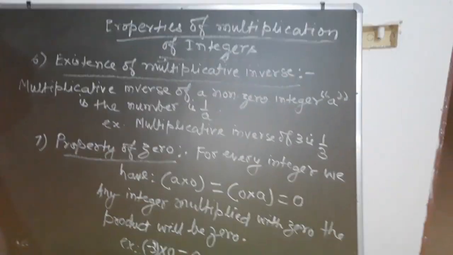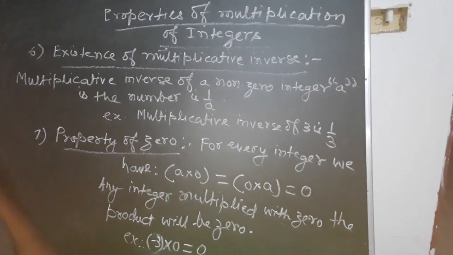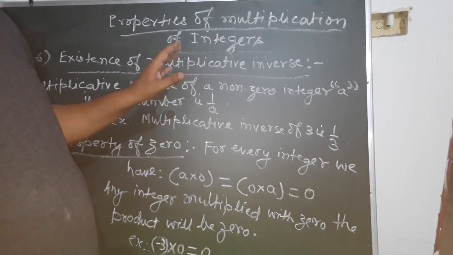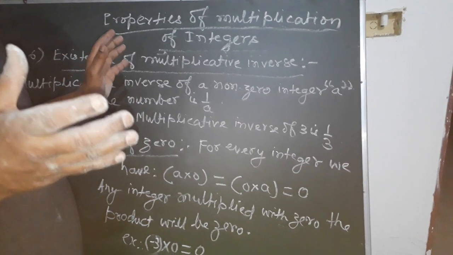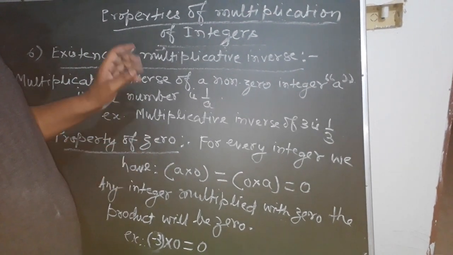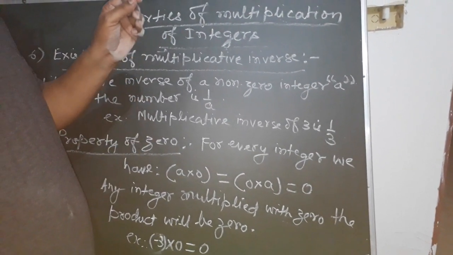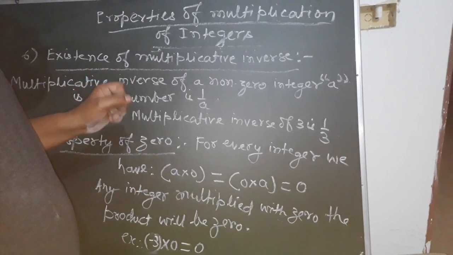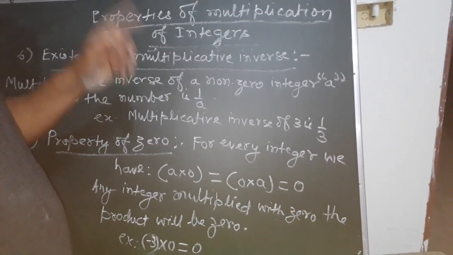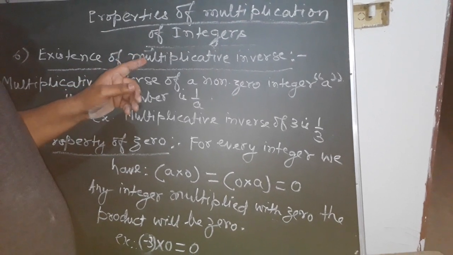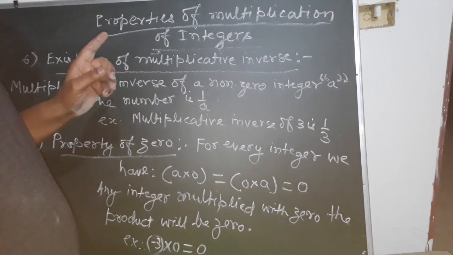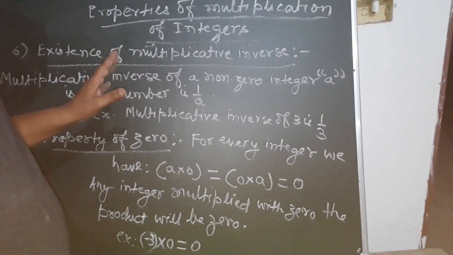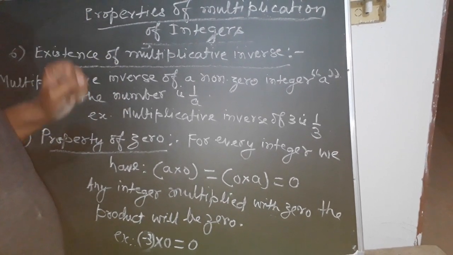How do you find out multiplicative inverse? Suppose you have to find out the multiplicative inverse of 7. So what should be multiplied by 7 so that the product will be 1? So if you are multiplying 7 with 1 by 7, the product will be 1. So multiplicative inverse of 7 will be 1 by 7.